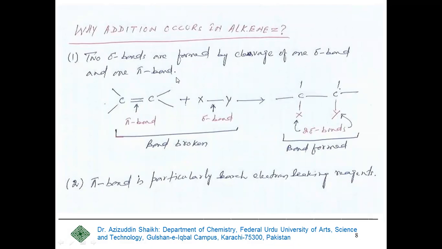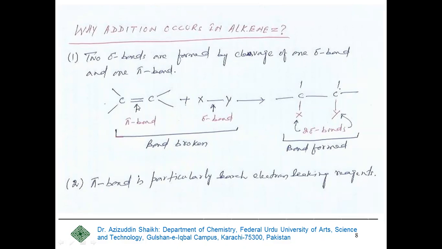This is the first reason. Sigma bonds बन रहे हैं और sigma bond stable होते हैं. एक sigma bond और एक pi bond टूट रहा है. Pi bond इतना stable नहीं होता. Sigma bond ज़्यादा stable होते हैं. The molecule is going towards stability.